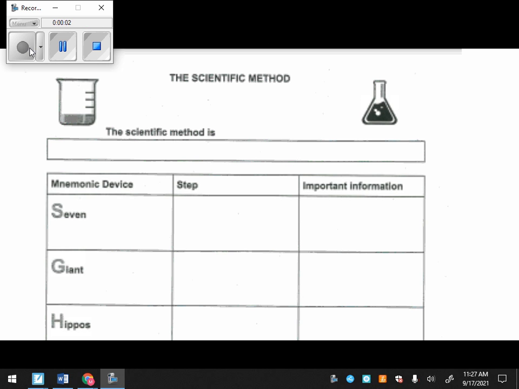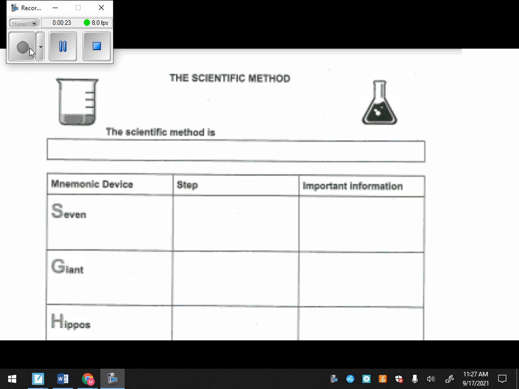Okay, ladies and gentlemen, if you are absent on Monday, September 20th, then you are going to be missing the notes that we completed in class, which are very important. Your notes are found in your yellow packet. If you scroll through your yellow packet, we've already completed observation inference. This is page 3, the scientific method.